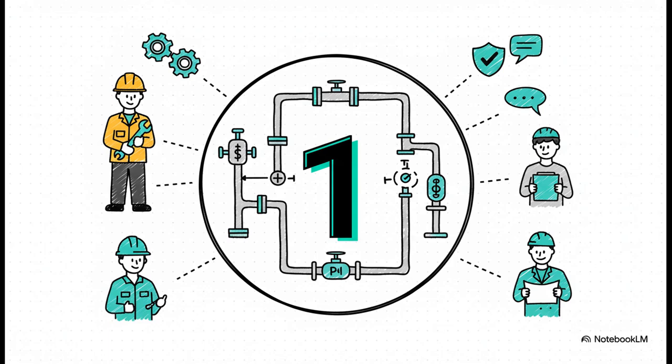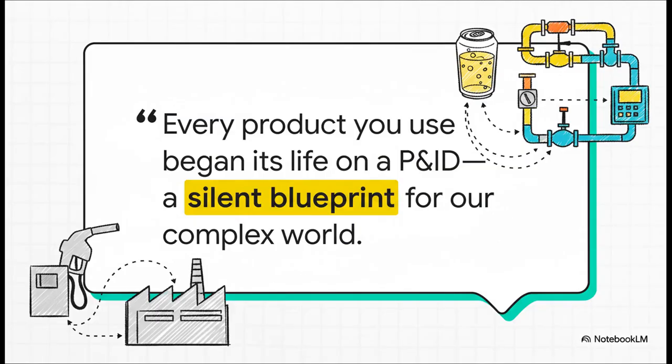So if there's one thing to take away, it's this. The P&ID becomes the number one single source of truth for everyone involved. Engineers, operators, maintenance crews, they all refer to this one document to understand how the plant is supposed to work and to communicate clearly with each other. It makes sure everyone is on the same page, which, as you can imagine, is vital for both efficiency and safety.